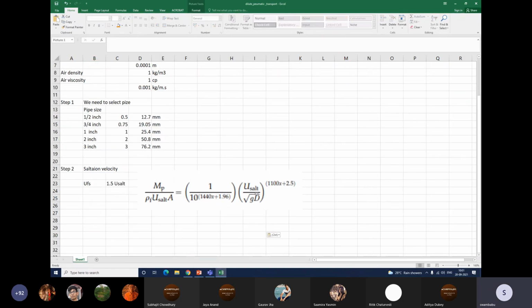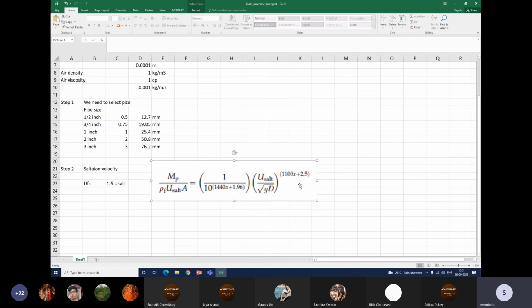To calculate the saltation velocity, we can rearrange this expression so that we bring U salt here. Then you will get 1100 x plus 3.5. We can bring all other factors here. So I will do that: Mp by density of fluid into cross-sectional area.